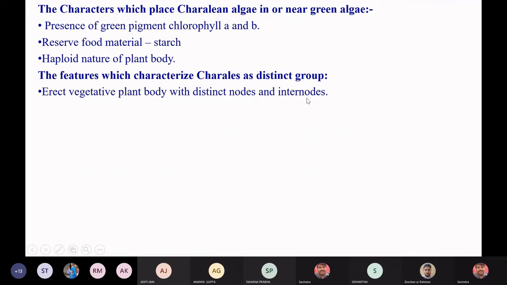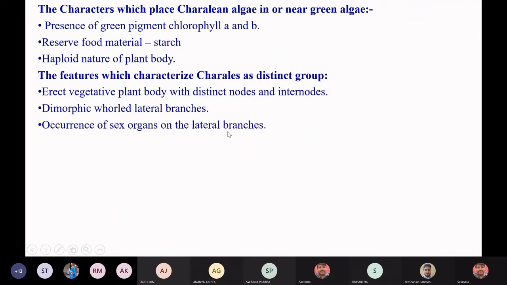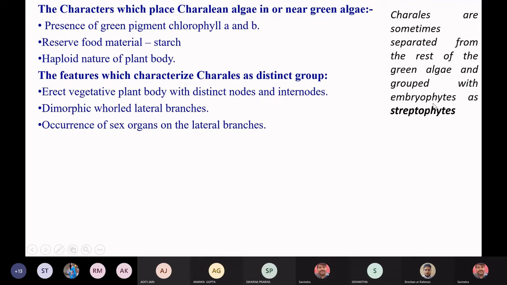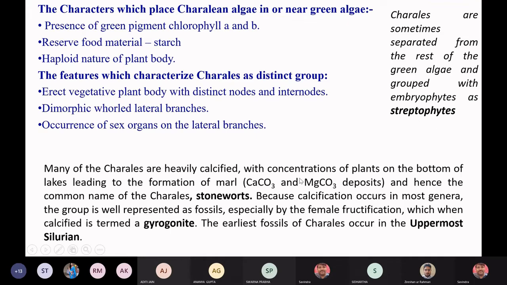Erect vegetative plant body with distinct nodes and internodes. You haven't seen till date a plant body or algal thallus divided into nodes and internodes, but here, yes, you will see it. Dimorphic whorls of lateral branches and the occurrence of the sex organs only in lateral branches. So they resemble the higher plants because of these features, and that's why some scientists kept them along with other embryophytes in a different group, that is streptophytes.